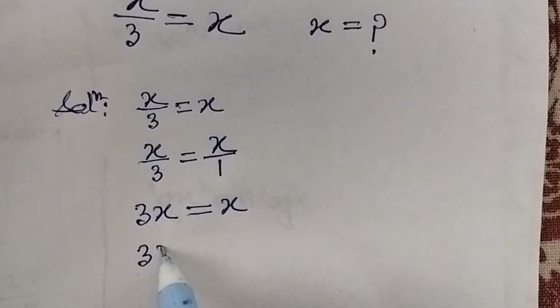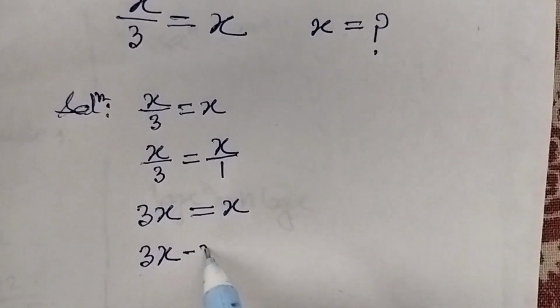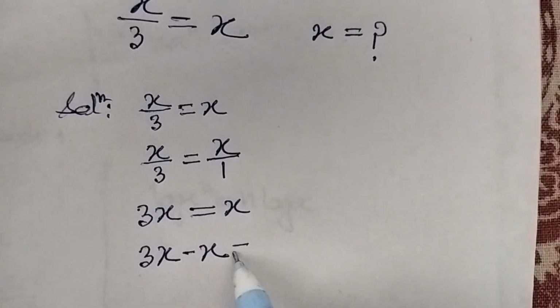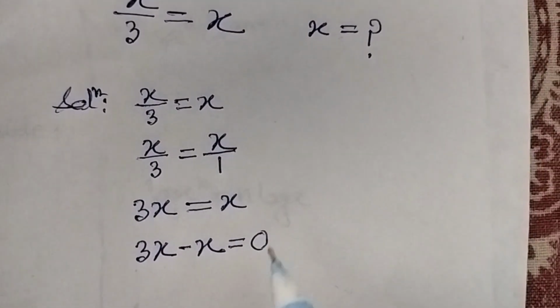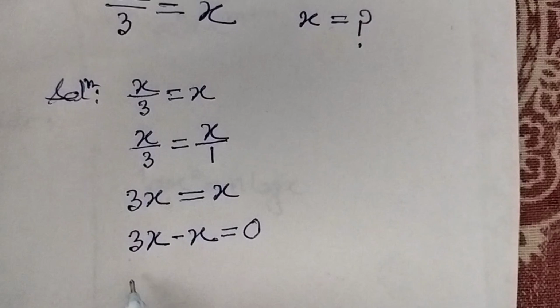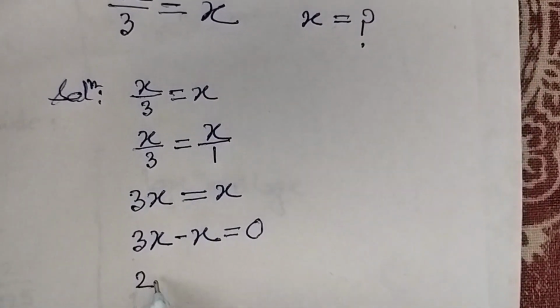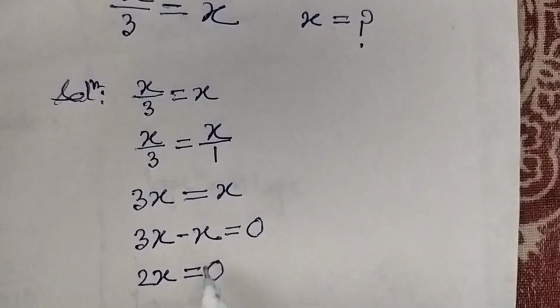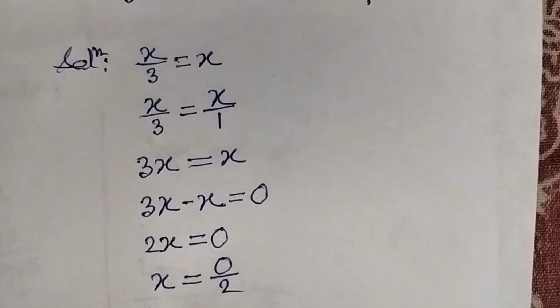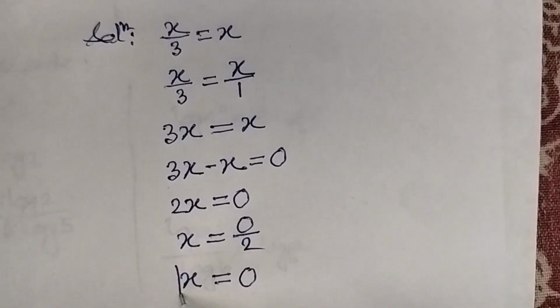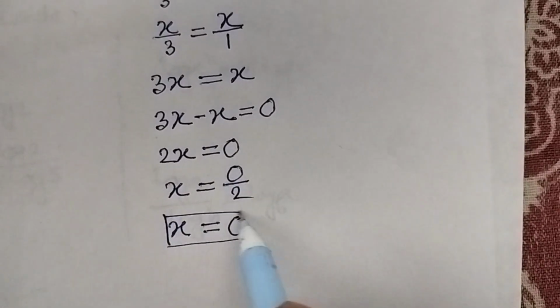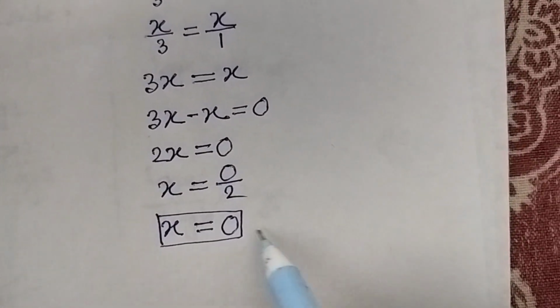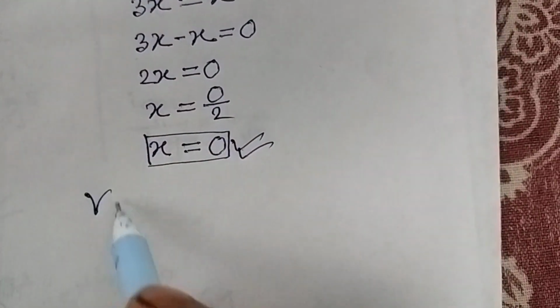Therefore 3x minus x equal to 0. Taking x to the left hand side, 3x minus x, 2x equal to 0. Therefore x is equal to 0 by 2. Therefore x equal to 0. This is our required solution.